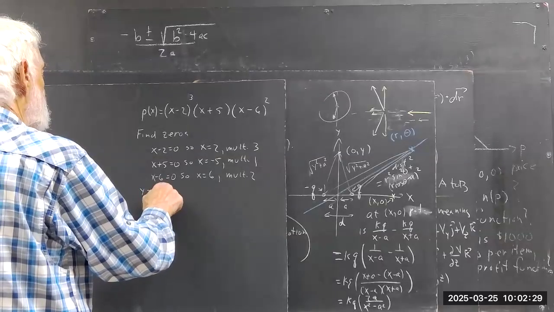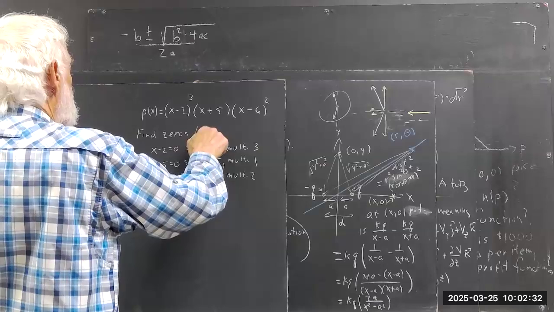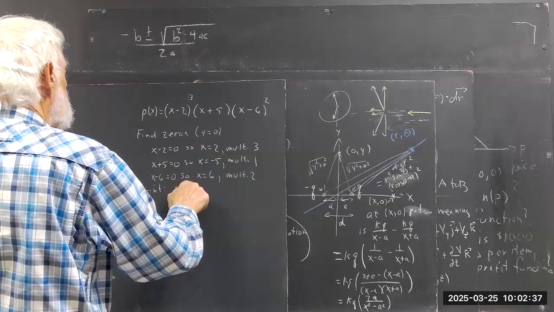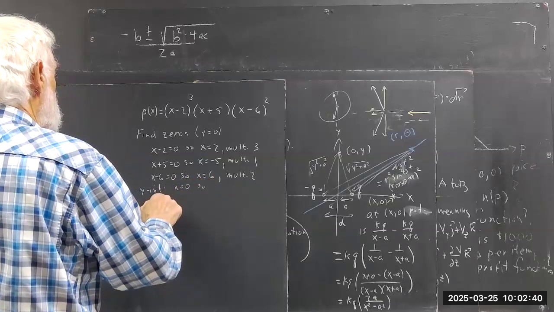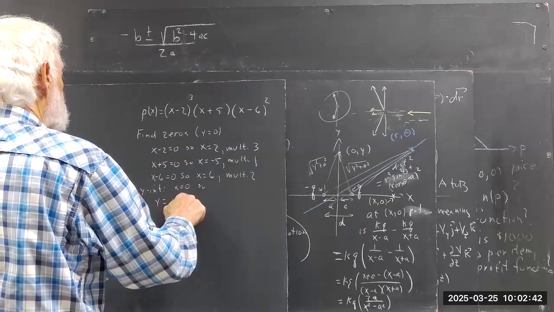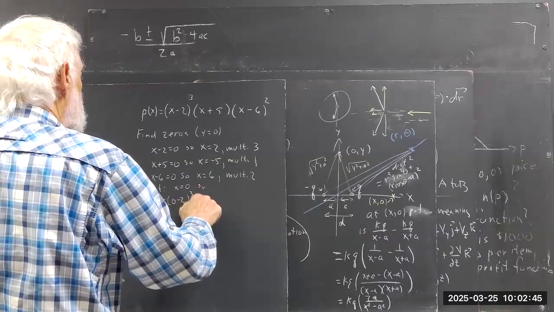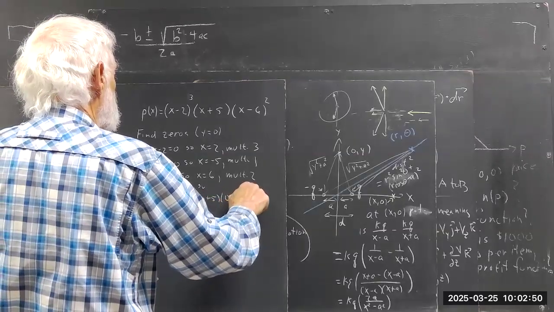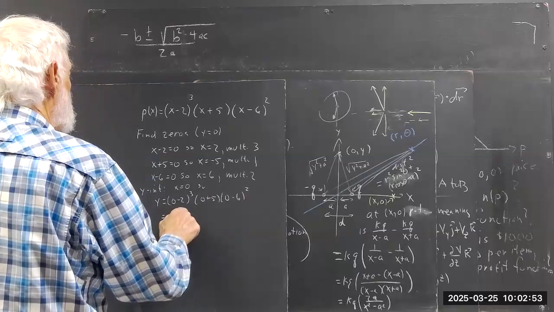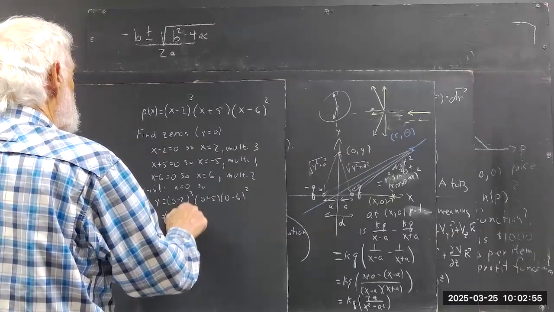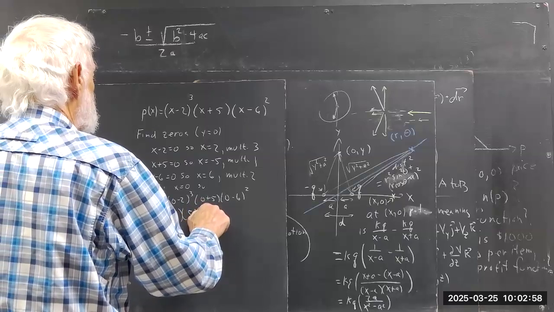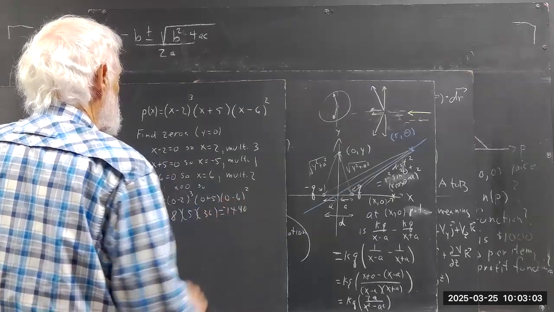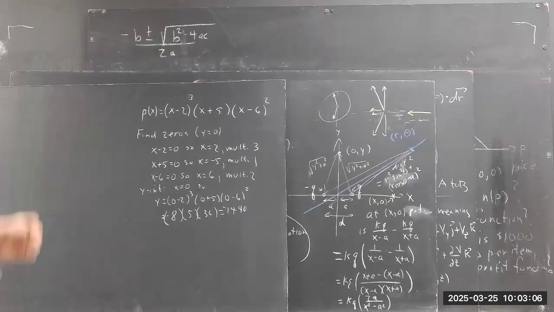Y-intercept. x equals 0. So y equals 0 minus 2 cubed times 0 plus 5 times 0 minus 6 squared. That's going to be minus 8 times 5 times 36. And I think that's 1,440, negative. Okay.